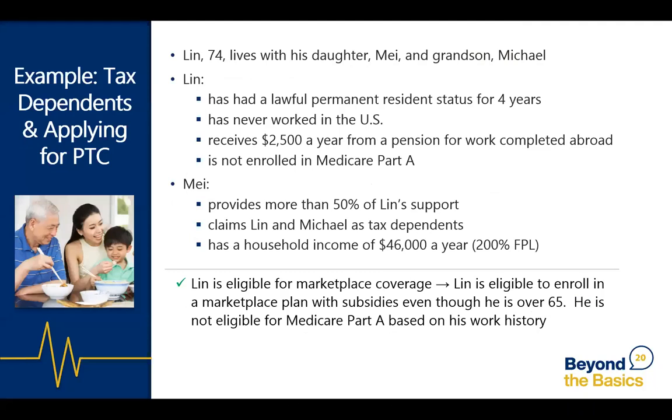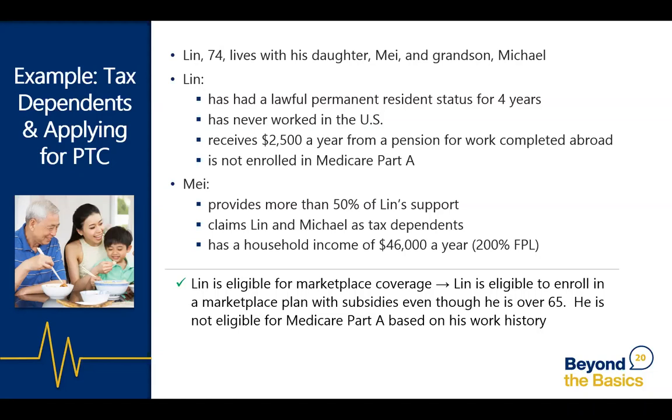So in this case, we have Lynn, who's 74, and he lives with his daughter, May, and grandson, Michael. Lynn has had lawful permanent resident status for 4 years, and he's never worked in the United States, okay? In this example, he's never worked in the US. At 74, it's very unlikely that he is ever going to enroll in premium-free Medicare Part A, without a premium, just because it takes a long time to get that work history, and we're going to assume that he does not have credits from a spouse. So he receives $2,500 a year from a pension for work he completed abroad, okay?